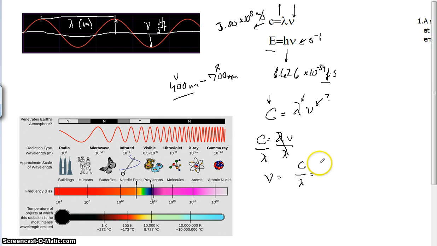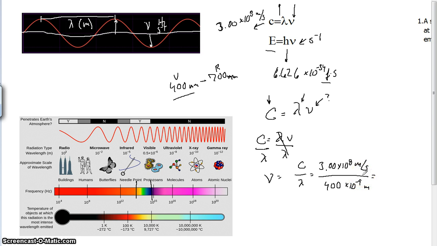Well, c we said is always the same number. It's 3.00 times 10 to the 8th meters per second. And of course, wavelength I said is 400 nanometers. Well, a nano is 10 to the minus 9th meters, so I'll just write that like that. Now that's not in correct scientific notation, but that's okay. You'll notice your meters will cancel, and then you're going to get your frequency.